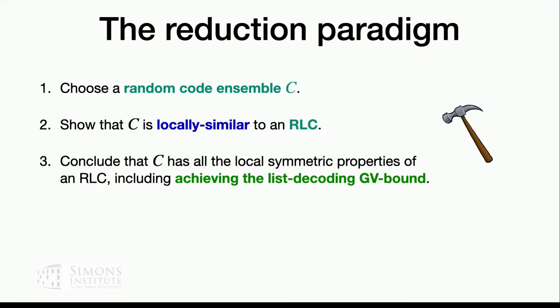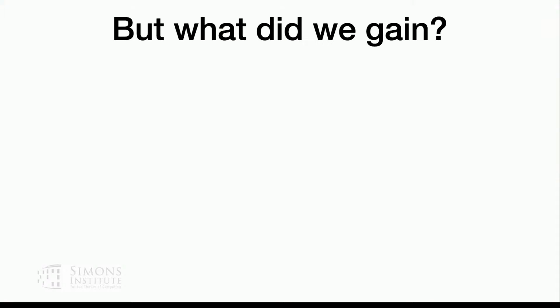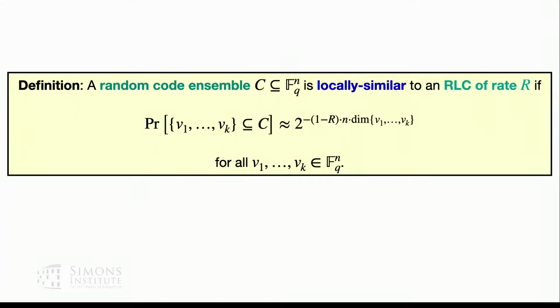So maybe one question. So this approximately equal probability, you allow some epsilon in the exponent. That would be like minus 1 minus R plus epsilon. Yes.